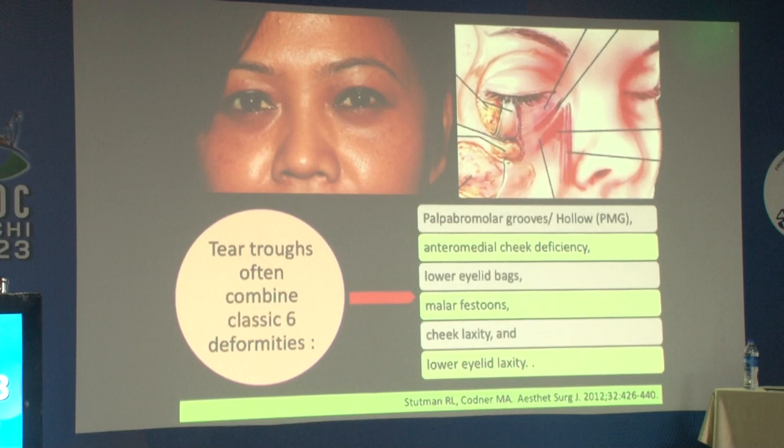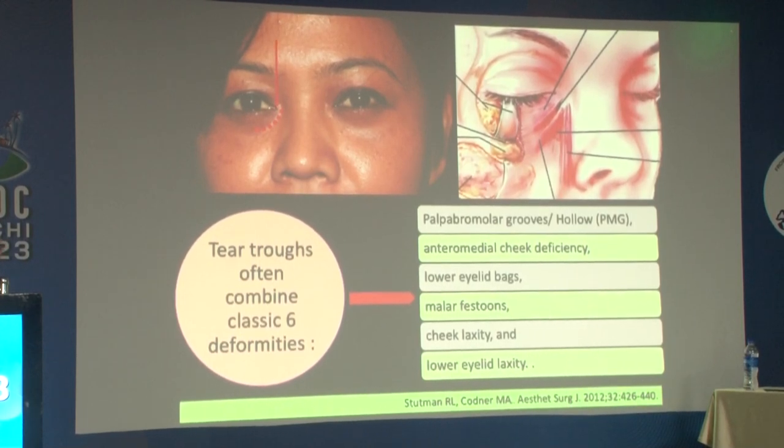So one of the most common indications for dermal filler for the ophthalmologist is the tear trough. And when we call it tear trough, it is basically a separation of the palpebral part of the orbicularis muscle from the orbital part of the orbicularis muscle. So this is actually the tear trough.